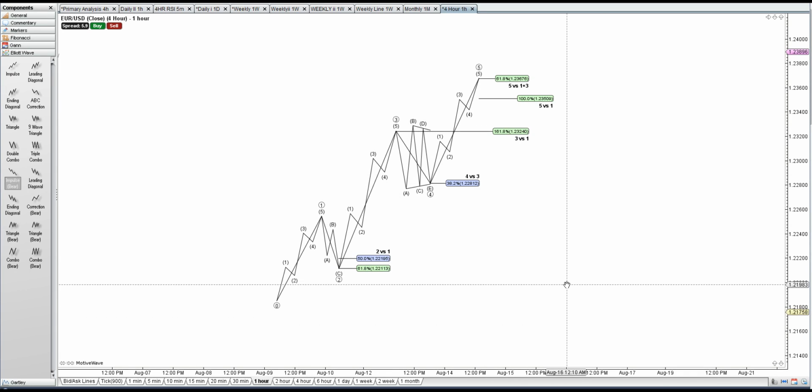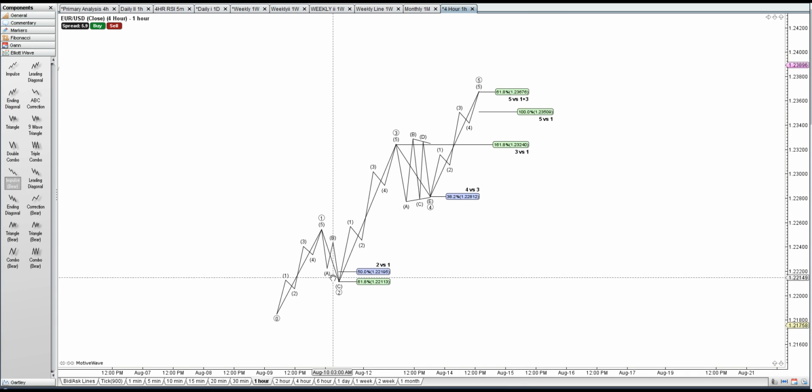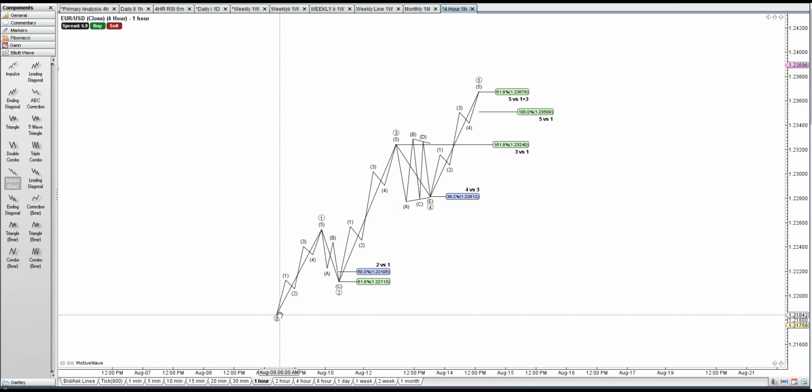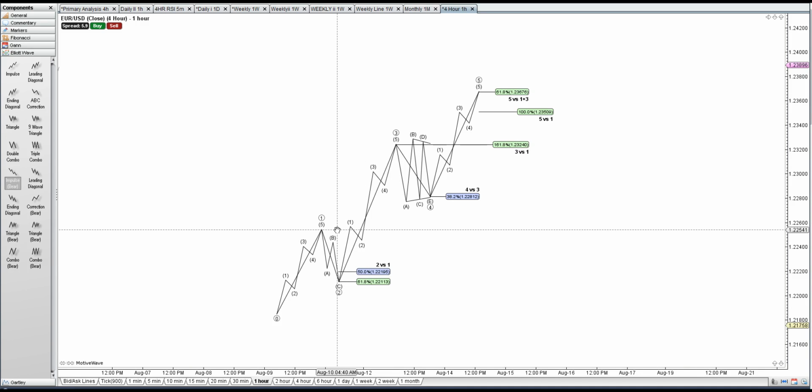Now a couple of quick rules here. Wave 2 never goes beyond the end of wave 1. So it cannot go below the low of wave 1. Okay. Wave 3 is never the shortest wave. Wave 4, I want to say cannot, but wave 4 usually 99% of the time will not go into wave 1.